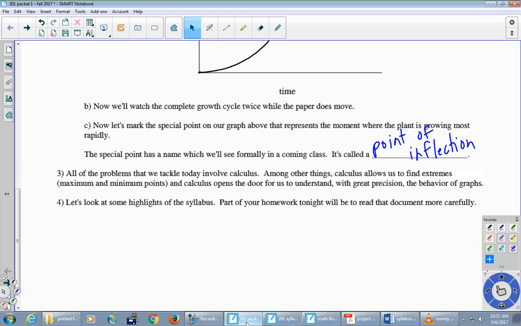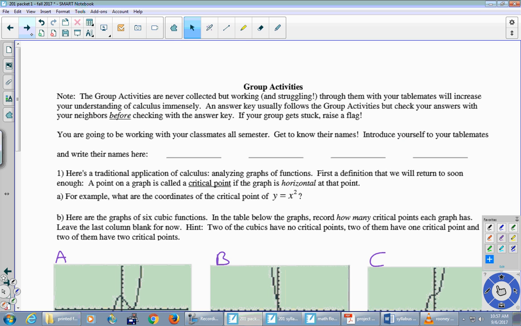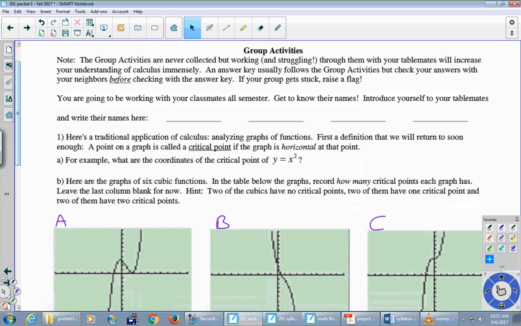Okay, and so we're back on the big packet, and we're moving on to page 2 of the big packet. And we'll read this note up here at the top. So we're about to start our first group activities. Here it is. It says the group activities are never collected, but working and struggling through them with your table mates will increase your understanding of calculus immensely. An answer key usually follows the group activities, but check with your neighbors before checking with the answer key. You'll get a lot more out of the conversations you have with each other than just looking at my answer key to decide whether your answer is right or wrong, especially if your answers are different from each other's. That's a good thing from my perspective, not a bad thing.